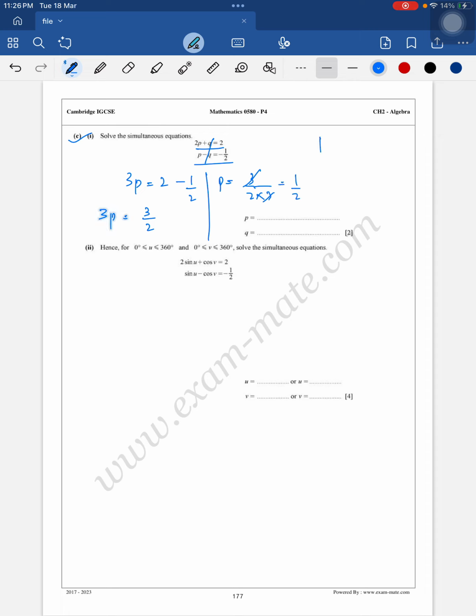Now putting the value of p in the second equation, p is 1 upon 2, minus q is equal to minus 1 upon 2. Minus q goes over there, minus 1 upon 2 comes over here, it will be plus 1 upon 2, minus q becomes positive, so q is equal to 1 upon 2 plus 1 upon 2. So p is equal to 1 upon 2 and q is equal to 1. Part 2.